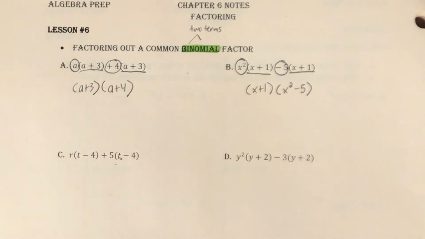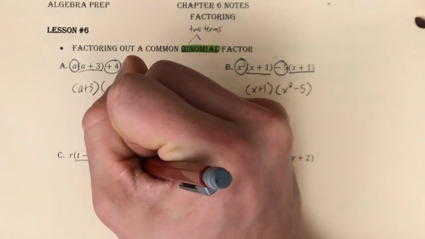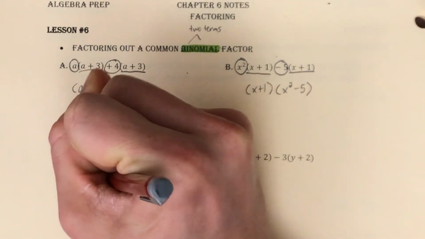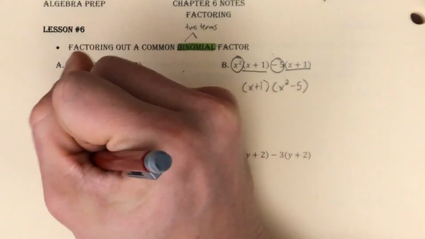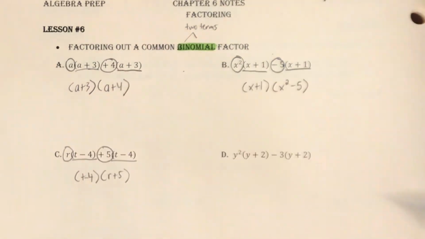All right, well, I'd encourage you to try example C on your own, then check your answer with mine. So example C says r times the binomial of t minus 4 plus 5 times the binomial of t minus 4. So again, I see a common binomial of t minus 4, so there's my first parenthesis, t minus 4. My second parenthesis is what's left over, r plus 5.